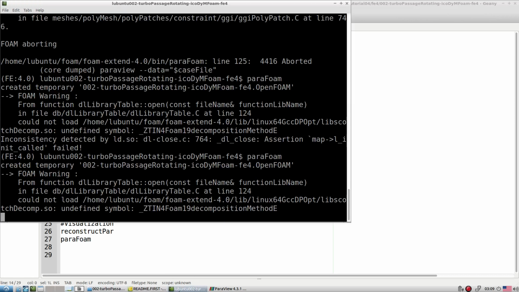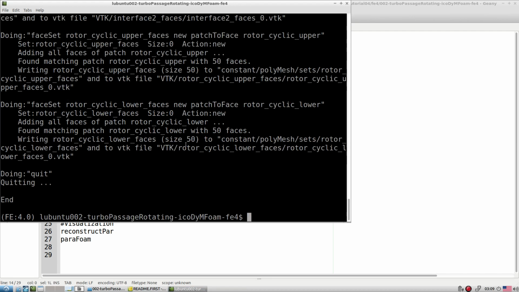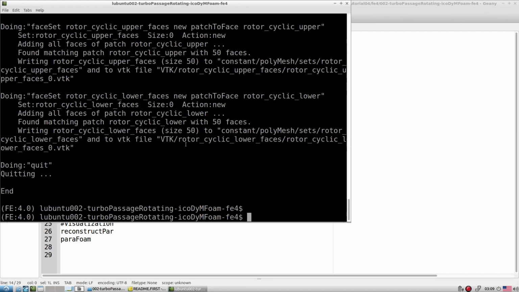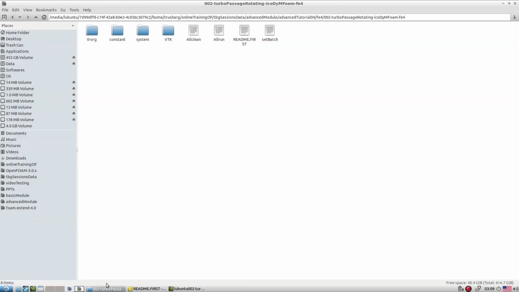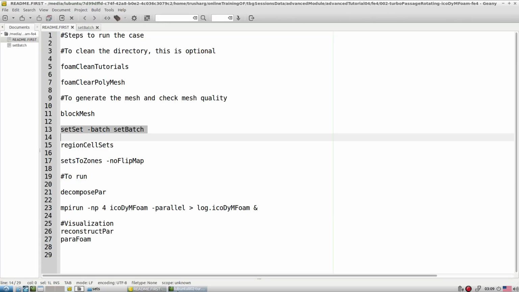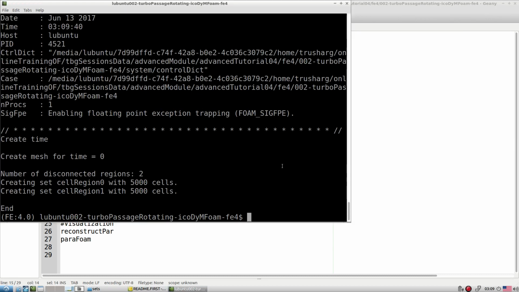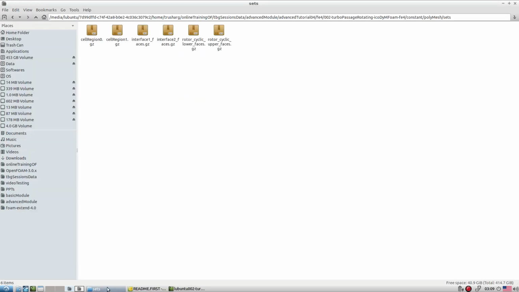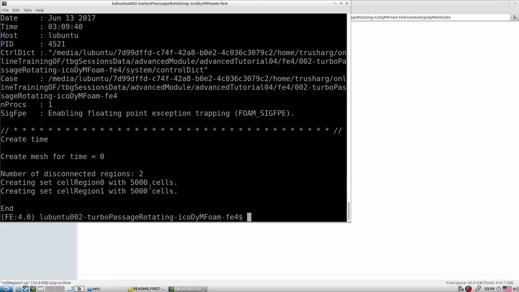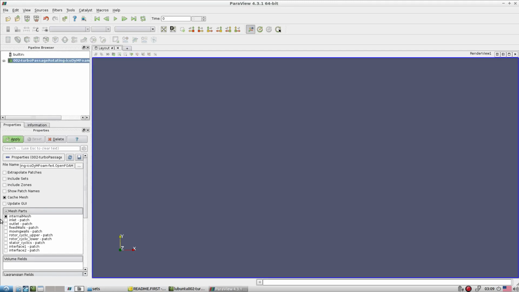Okay, yes, so if you do that, then just look at how exactly the sets look like. So we have all the 4 sets ready to go. Now here we have discontinuous zones, so let's generate the different cell zones as well. So for that, now if you look, we have 2 cell zones, region 0 and zone 1. So let's again go to paraFoam and try to understand exactly what happened.